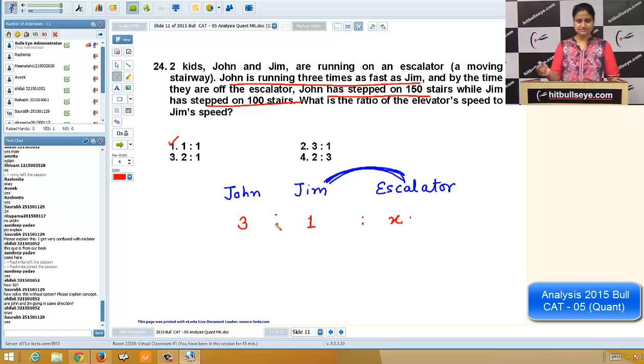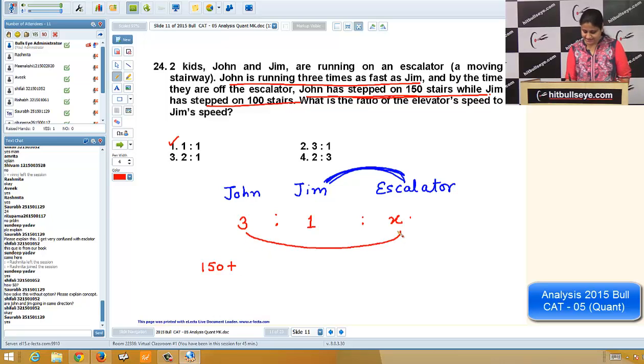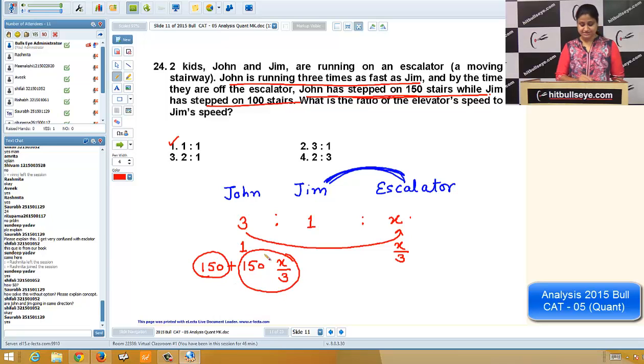Now coming to this, as we know, the number of steps in the escalator will always be the same. So John has stepped on 150 stairs. If John is taking 150 steps, now what is the escalator speed? John's one step corresponds to x by 3 of the escalator. So we can write 150 into x plus x by 3. That is the number of steps by John, and that is the number of steps in the same time by the escalator. That is the total number of steps in the escalator by taking the case of John.